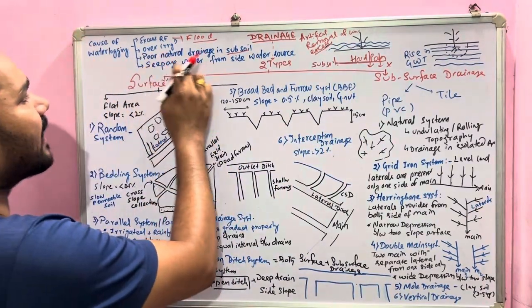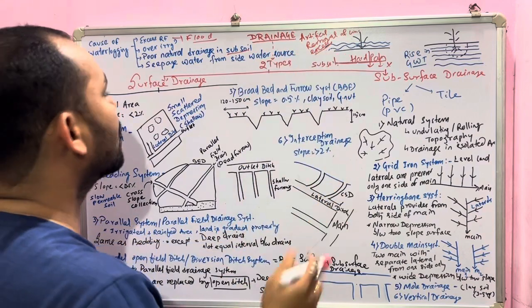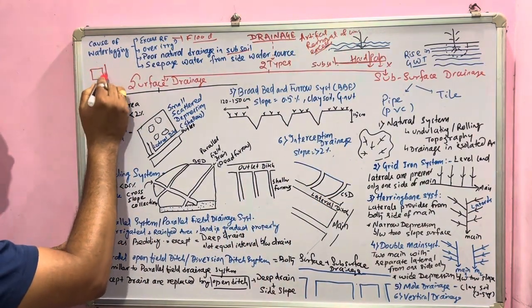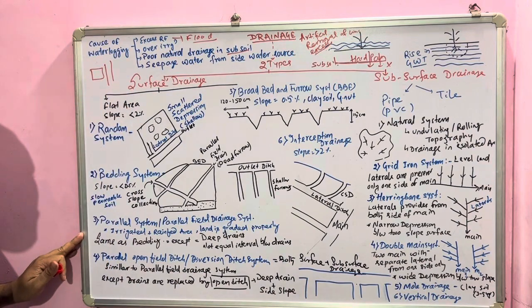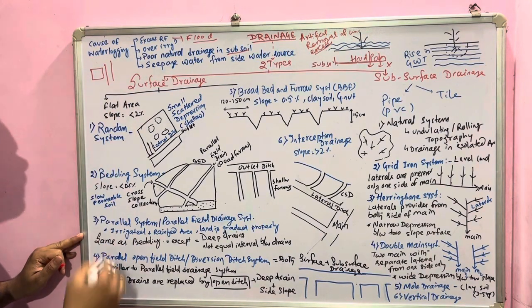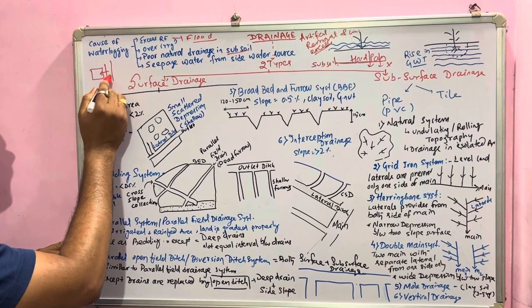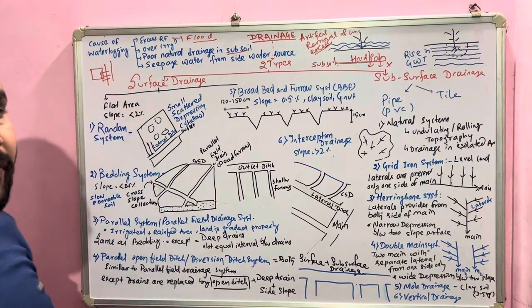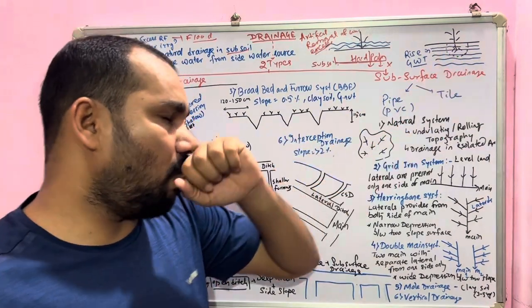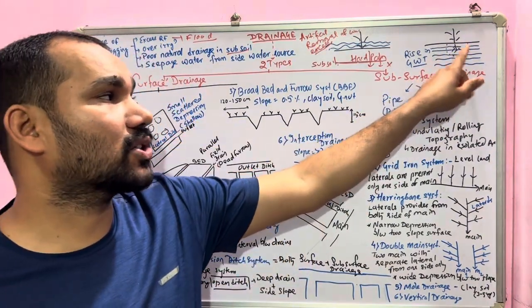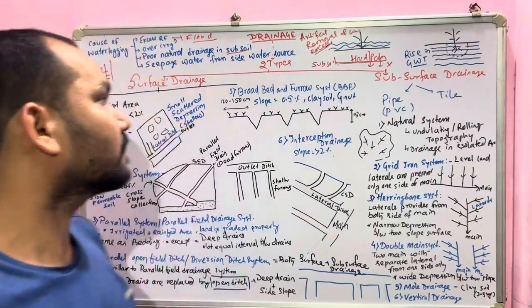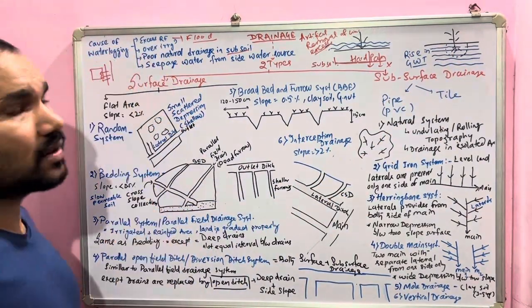Then coming to seepage of water from a side water source. Suppose here I have my field, and just beside the field there is a canal or any water resource. From this water resource, due to seepage, the water will come to the field and create a waterlogging condition in the rhizosphere zone. So these are the causes of waterlogging.